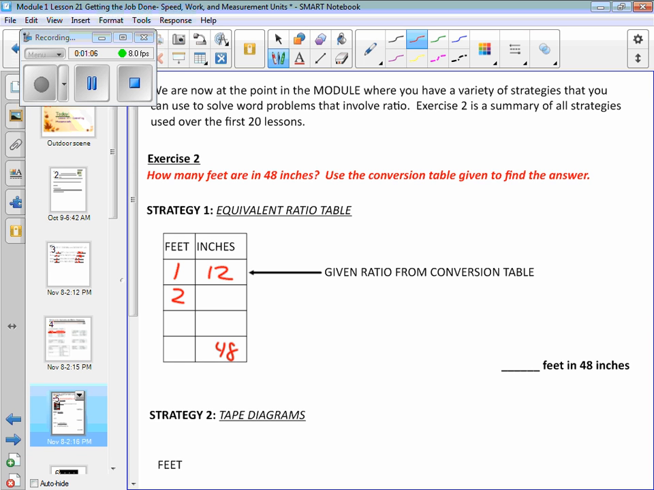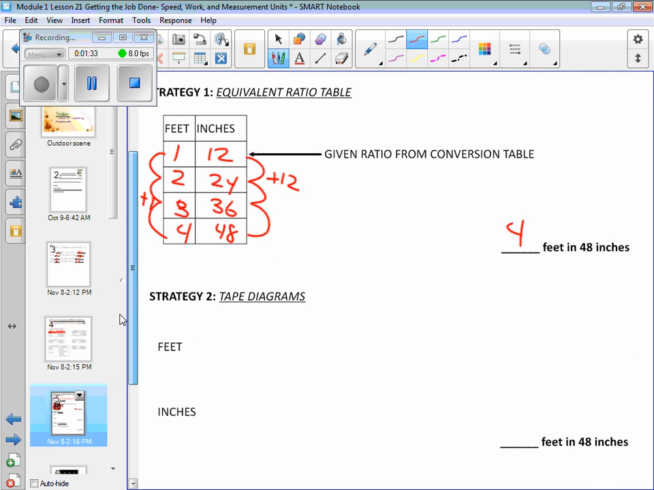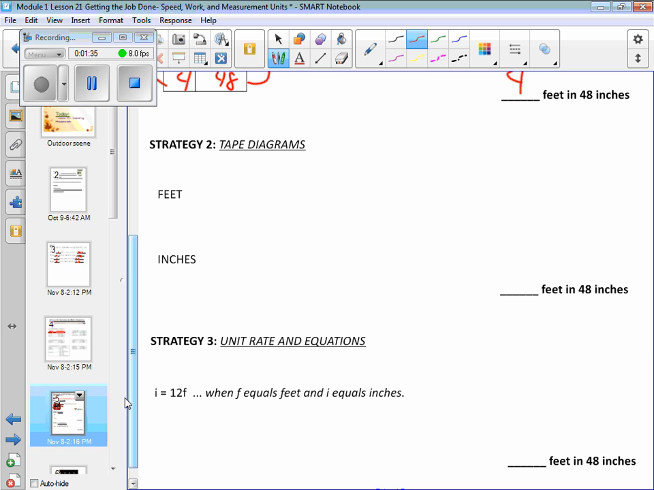If this is the value of the ratio, which it is, 1 to 12, we can count by 1s. And this you're going to count by 12s. And you eventually get 4 feet, 48 inches. And that's how you can use the ratio table. Strategy 2, are you ready? Or do you need to get caught up?